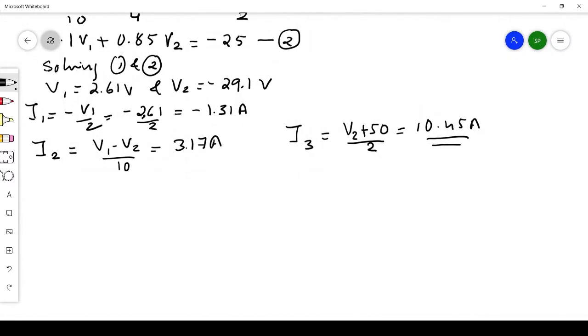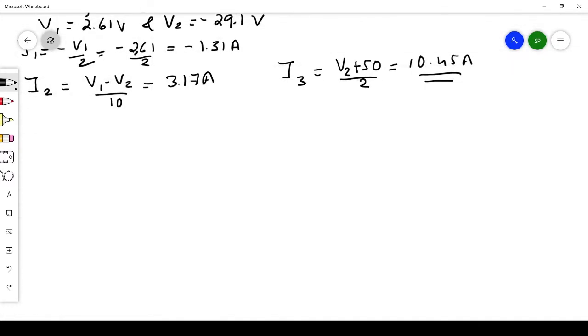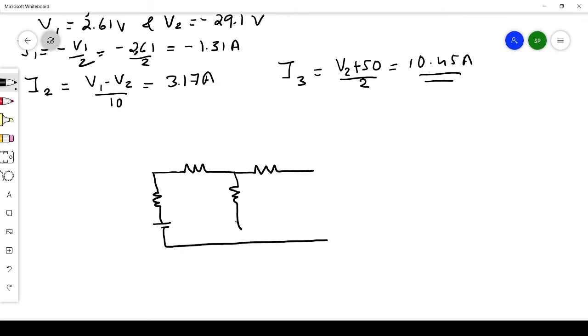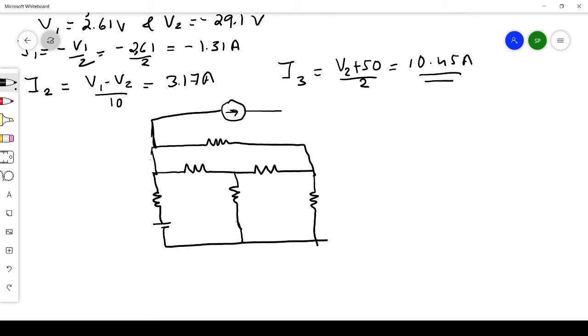Now we will solve one more problem using this nodal analysis. Let us just draw the circuit diagram here. This one is a resistor, then a battery, and here we have one resistor connected. Here again there is one resistor connected. Then a current source is connected here. This is grounded, so you can take that as the reference node.